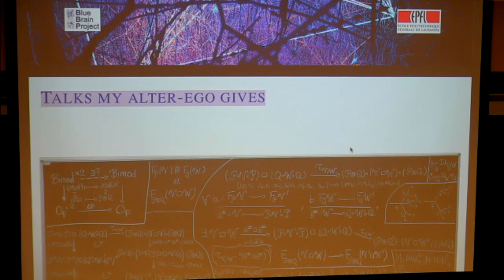I have an alter ego who also talks about pure topology, and you could talk about operads and fill an entire blackboard with all sorts of things like this. But that's not what it's going to be about today. Today's really going to be about maybe not such highly sophisticated algebraic topology, but we're going to get into some very interesting applications to the complex domain of neuroscience.